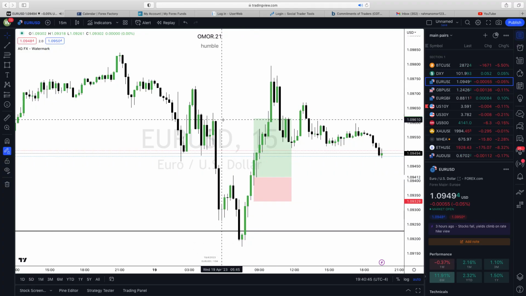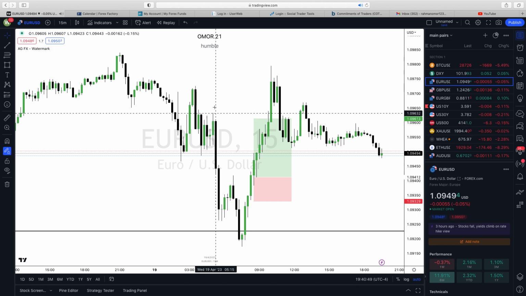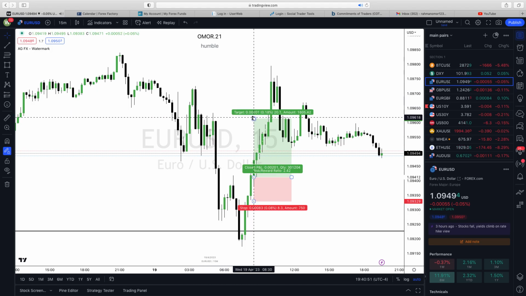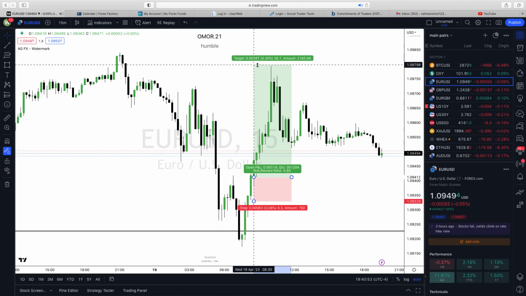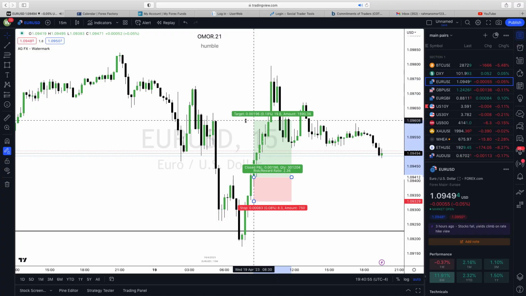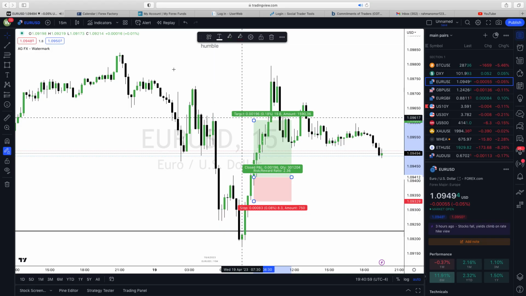Now, I was targeting the closest, easiest target. Seeing it in hindsight now, it would have been very nice if I caught all of this, a 5R trade. But what do we need? We just need a 2R, something that is very textbook and easy to grab.